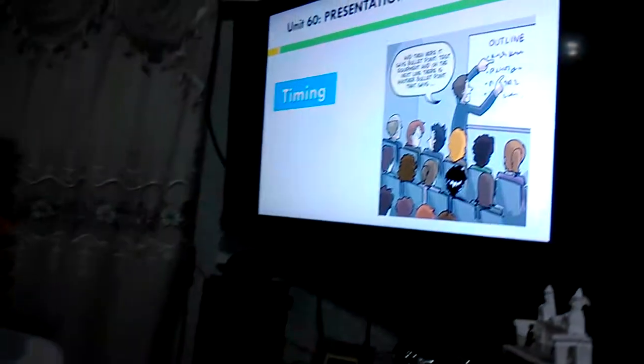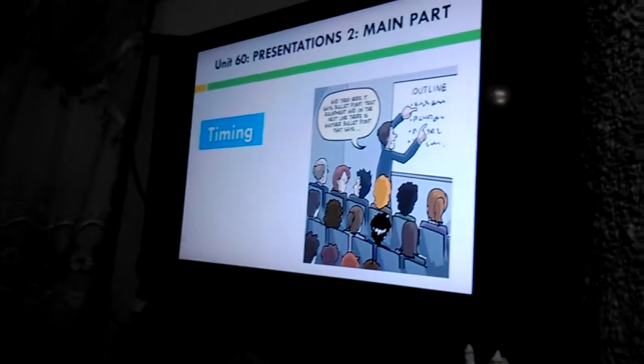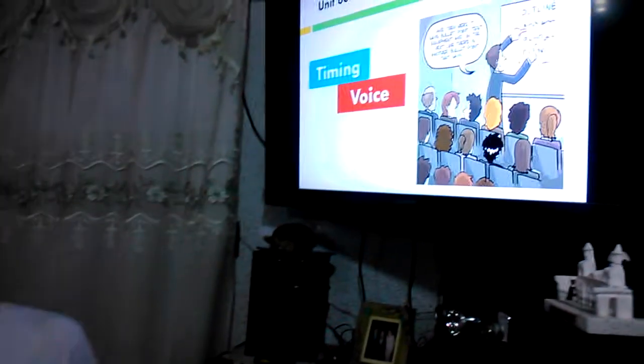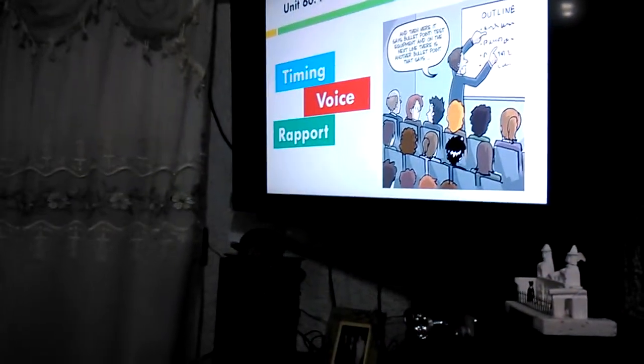Then we have the main part of a presentation. Of course, we have to be organized. We have to time a presentation. We cannot spend much time talking about a topic that isn't important. We have to speak with a good voice. And rapport, the idea is to get along well with the audience, and we have to convey our ideas. If they enjoy it, they are going to pay attention to you, and they're going to understand.